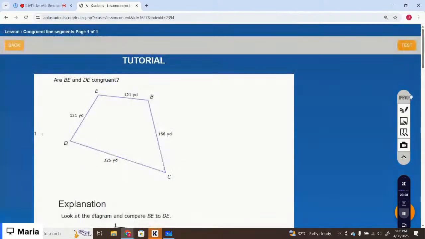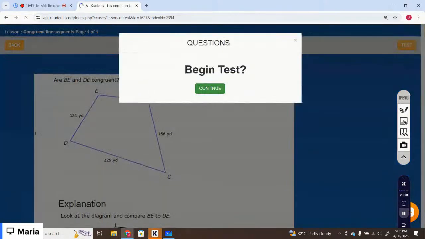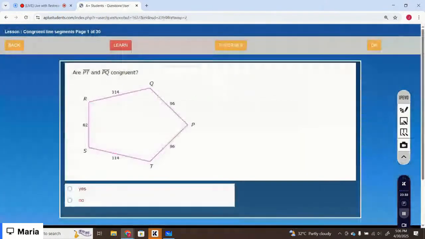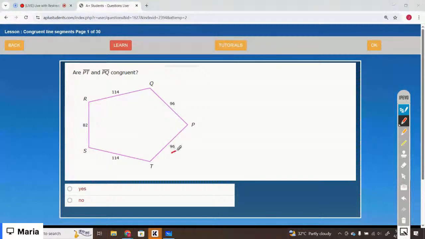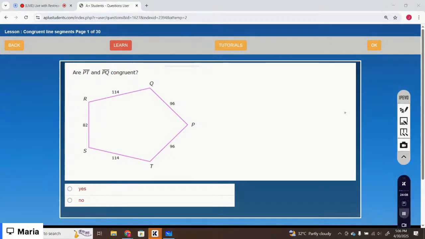Let's start with the test questions. Are PT and PQ congruent? So PT is 96 and PQ is also 96. So yes, they are congruent. The correct option is yes, they are congruent.